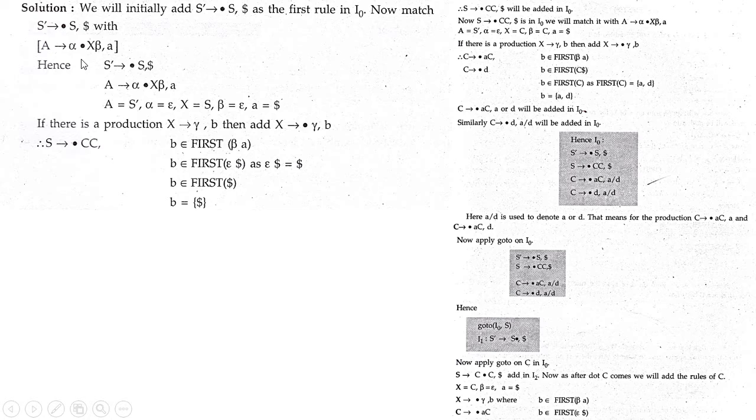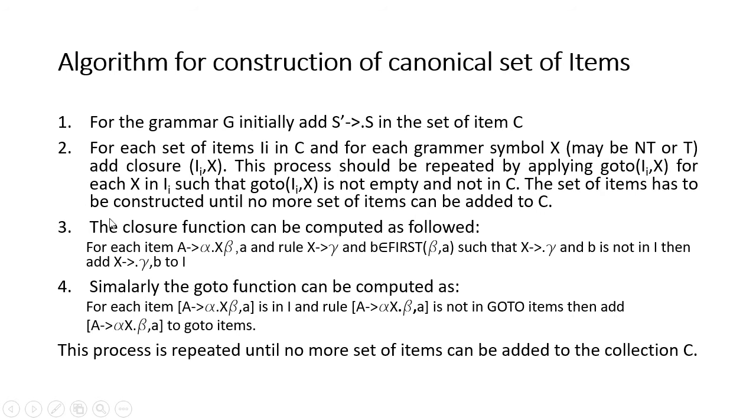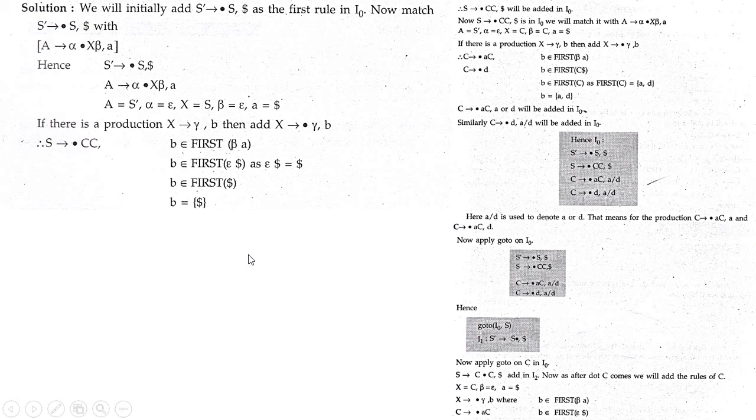Now we follow the rule, which says A derives alpha dot X beta comma a. So here also we say A derives alpha dot X beta comma a for this rule. So dot S means dot X. You just compare this dot S and dot X. That means S is X, alpha is epsilon, and dollar is a. So you can see that A is S', alpha is epsilon, X is S, beta is epsilon, and a is equal to dollar.